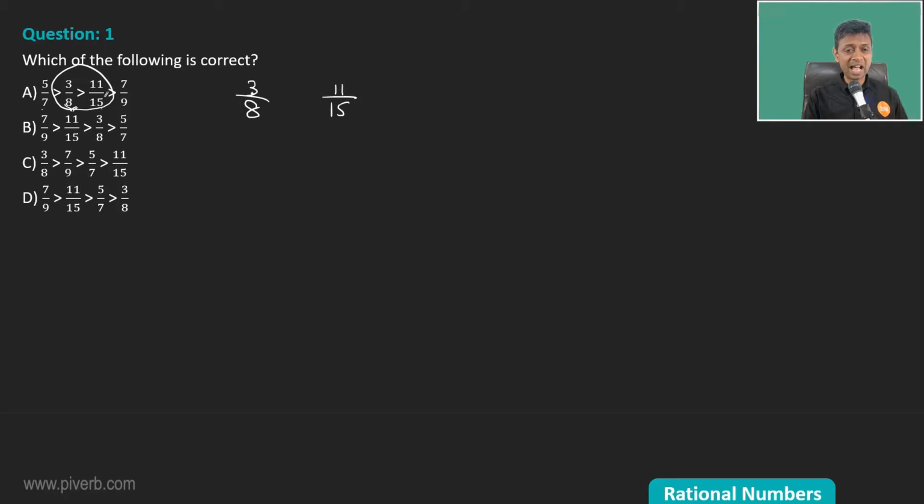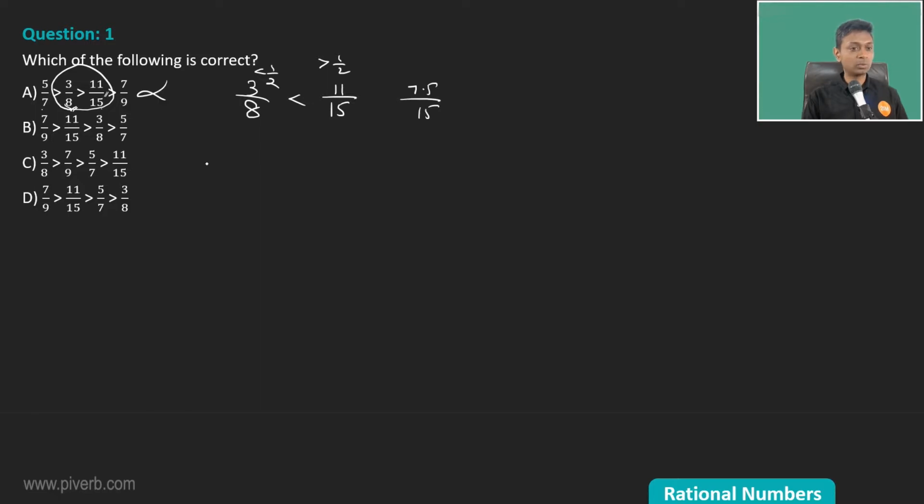4 by 8 is half. This is less than half. Half of 15 is 7.5. 7.5 by 15 is half. So this is more than half. This number is greater than half. This number is less than half. So this is less than this.